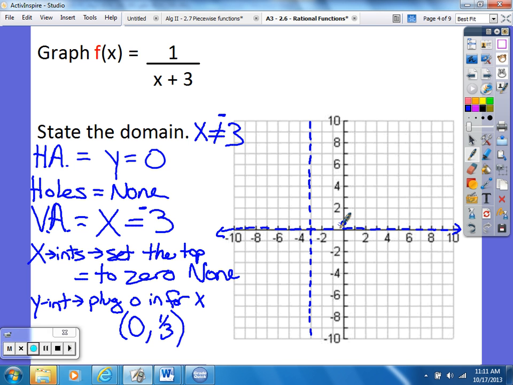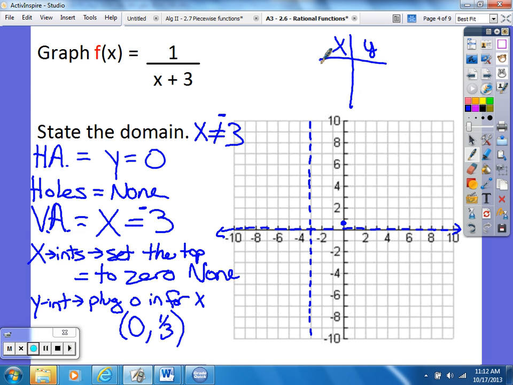Between 0 and 1, right? And what does the last step say? Plug in some additional points. So I'm going to make a little chart. Kind of ran out of room right there. What points do you want to plug in?